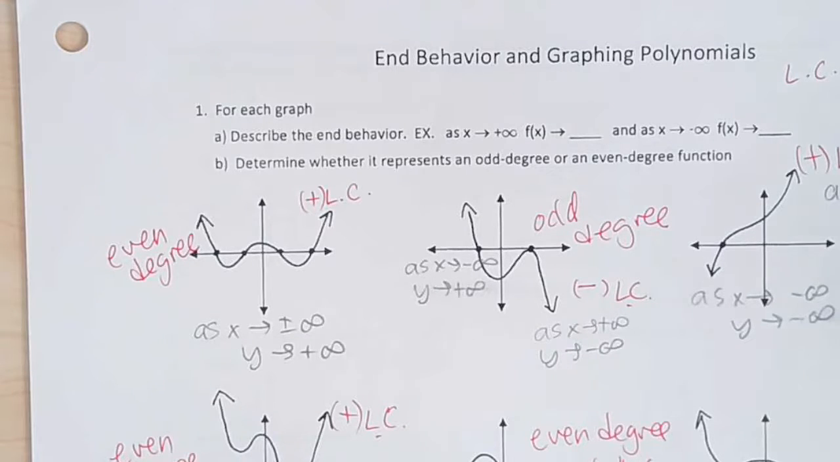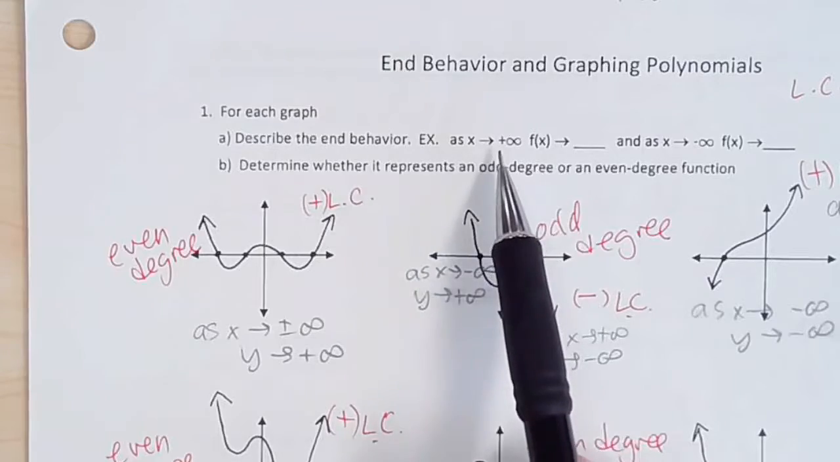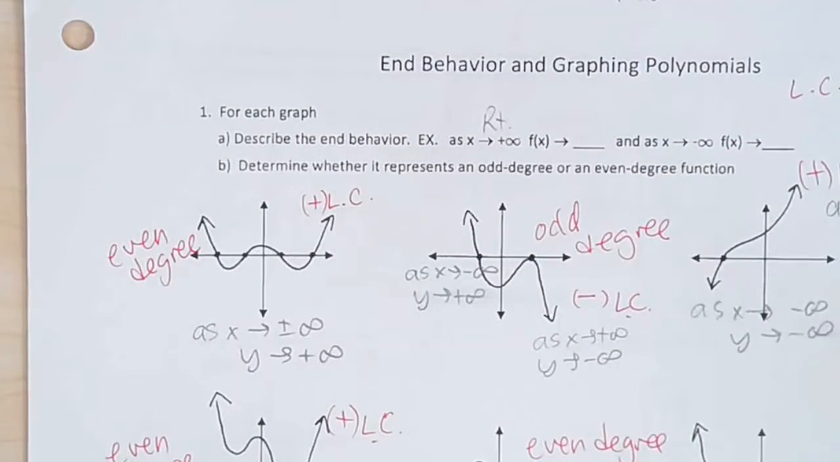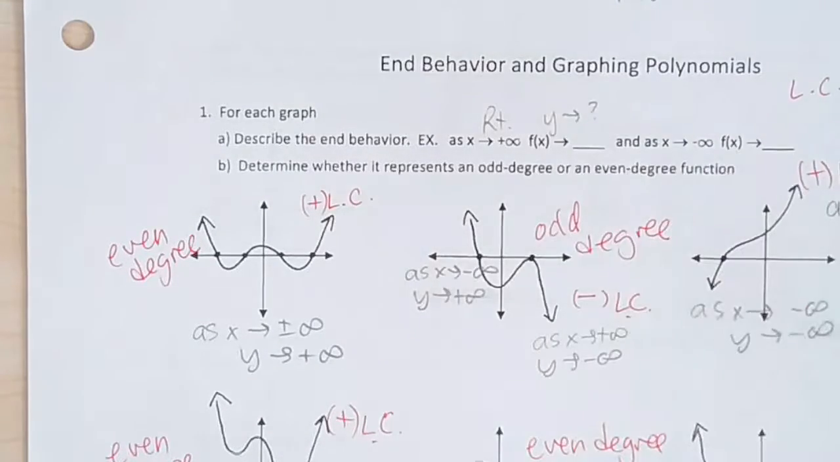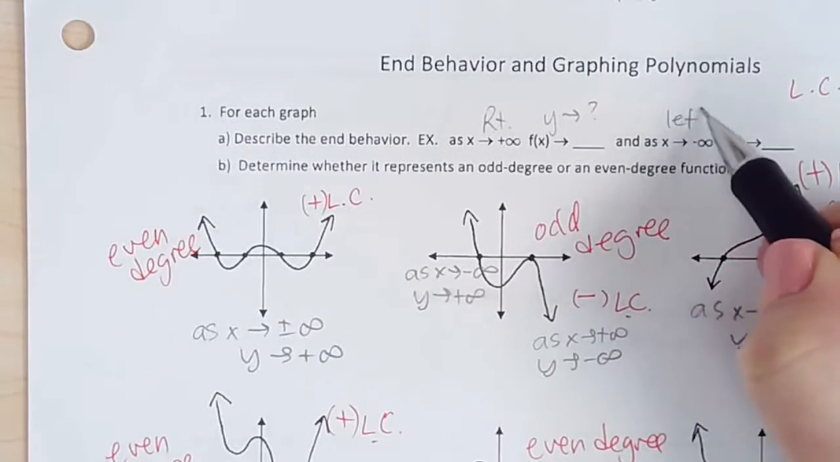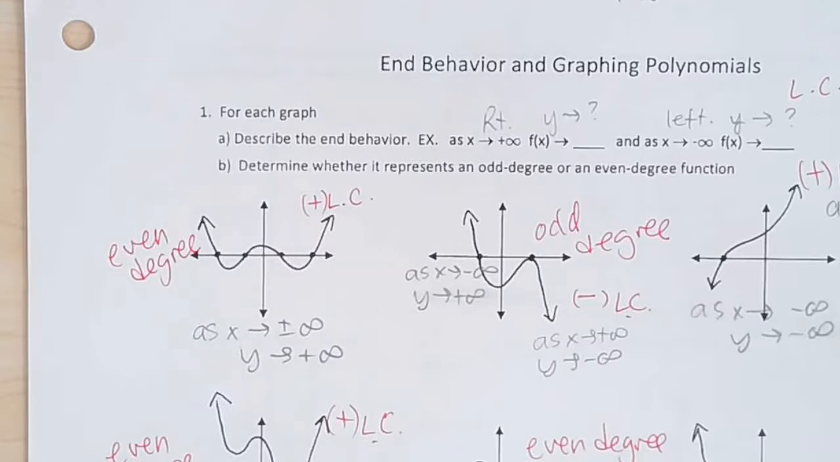So we're going to go over the warm-up after you've had time to work through these problems. End behavior and graphing means as x goes to positive infinity, that is to the right, what is y doing? Is it going up, that would be positive infinity, or down, negative infinity? And as x goes to negative infinity, that is to the left, what is your y value doing? Is it going up, which would be positive infinity, or down, negative infinity?